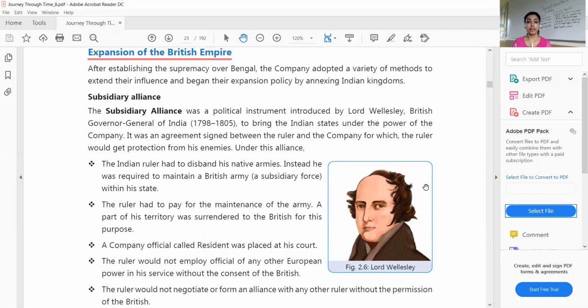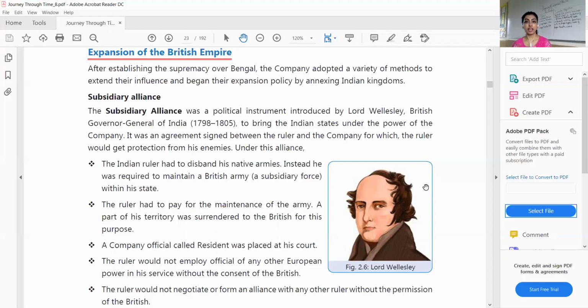The next was that the ruler had to pay for the maintenance of the army, and it was not enough there. The ruler would have to pay for maintaining the British army, and also a part of his territory was to be surrendered to the British for this purpose. Because the British would be providing a strong army, in return the ruler would not only have to pay maintenance fees for the army, but also surrender a part of his territory to the British.